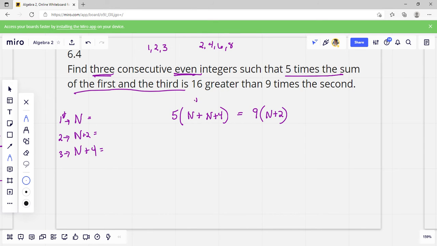And it's saying that this is 16 greater, right? So our first part is 16 more than our second part. So that means we have to add 16 onto our second part to make them even. Now we're going to rainbow. Actually, well, I'll just do it this way.